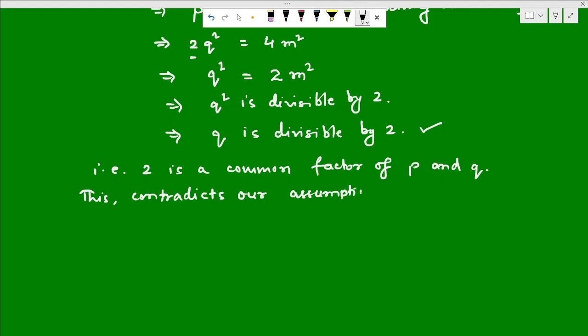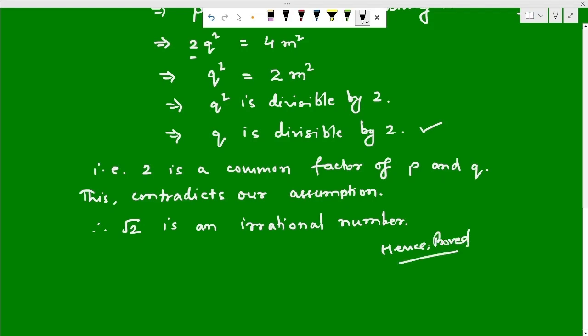This contradicts our assumption. Therefore, root 2, which we had assumed as a rational number, is definitely an irrational number. Okay, so we can write here, therefore root 2 is an irrational number, and this was to be proven, so hence proved.